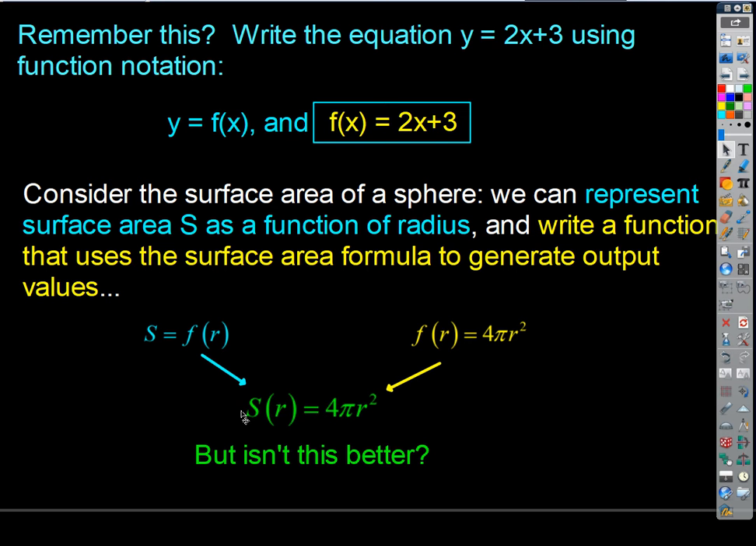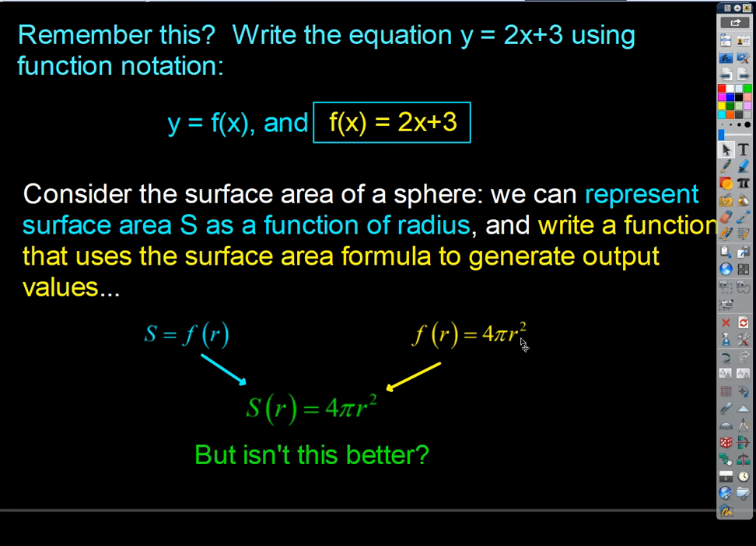Right? And we do that with an equation. We've got some function. If we square the radius and then multiply it by 4 pi, that's how we calculate surface area, right? So we could combine these things. We know surface area is a function of radius, and this is the rule that we use. F of r is equal to 4 pi r squared.